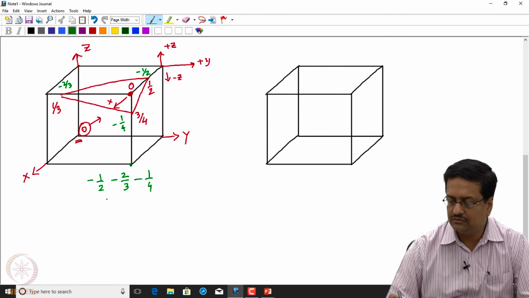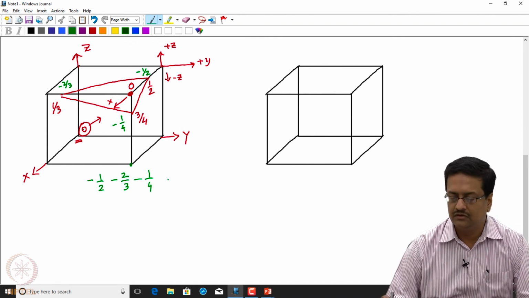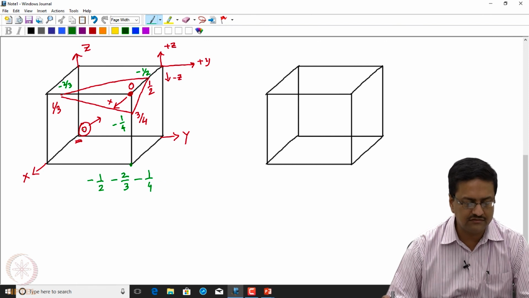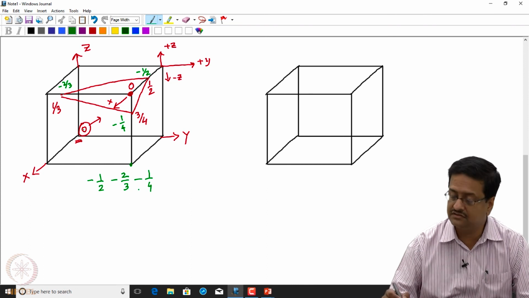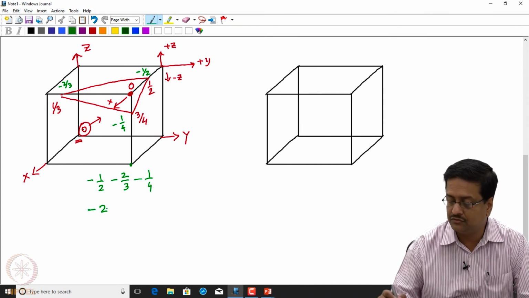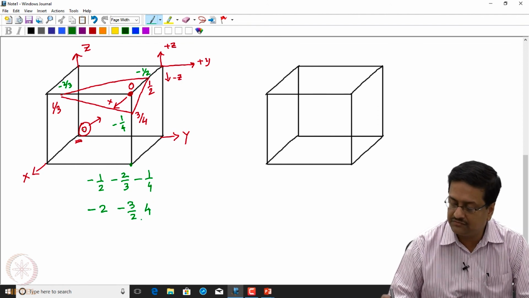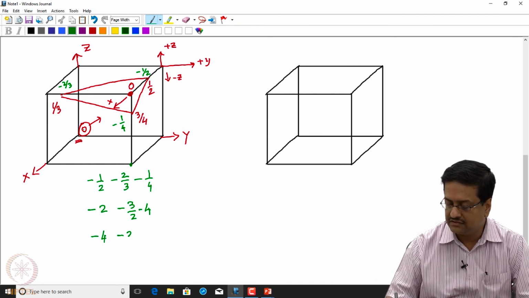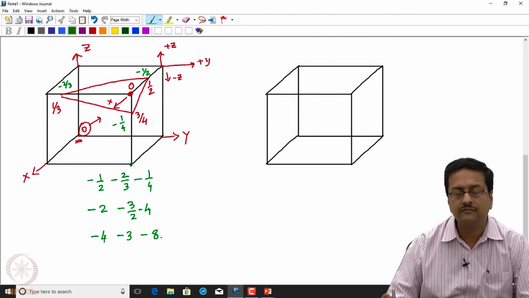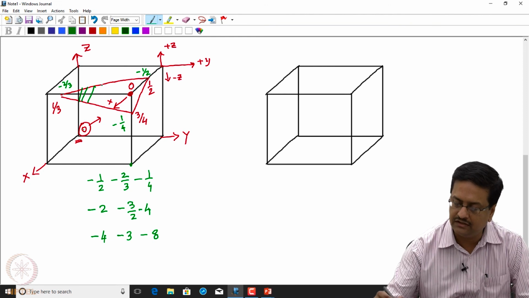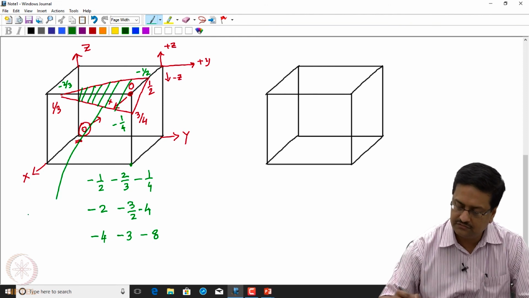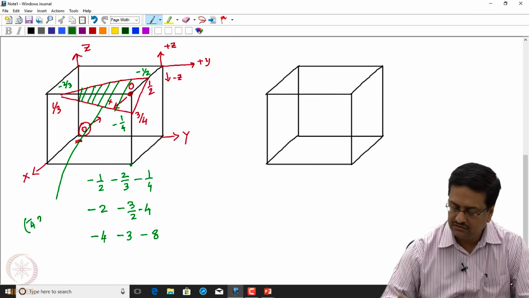So now we would like to clear the fractions. So when we try to clear the fractions, no, first we need to take the reciprocals. So when we take the reciprocal, it becomes 2, minus 3 by 2 and 4. So now we need to clear the fractions. So when we try to clear the fractions, we multiply by 2. So it is minus 4, minus 3, minus 8. So the Miller indices for that particular plane becomes 4 bar, 3 bar, 8 bar.